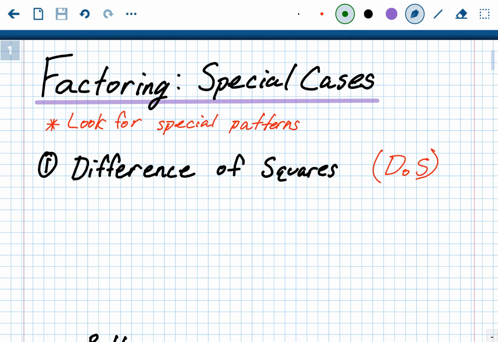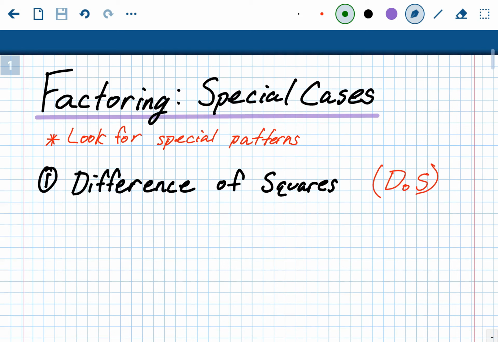The first special pattern is called a difference of squares, abbreviated as DOS. In a difference of squares special pattern, we're looking for three things. We're looking for if there's two terms. Most of what we've factored so far have been trinomials. Difference of squares is the technique you want to use if there's only two terms. Okay, it's a binomial. So if there are two terms, then you could potentially use the difference of squares pattern. So that's the first question you have to ask.